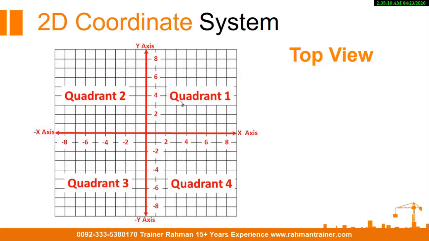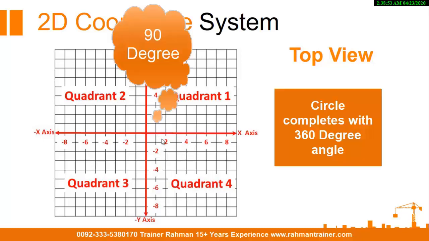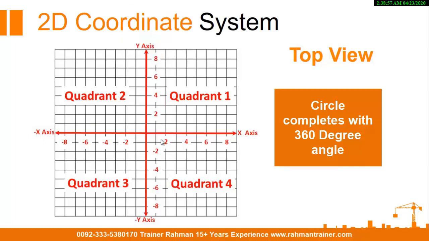A quadrant one has positive values for x and y axis. You can find out the values for other quadrants also. So, if each axis makes 90 degree with each other as a circle completes, the total angle will be 360 degree.